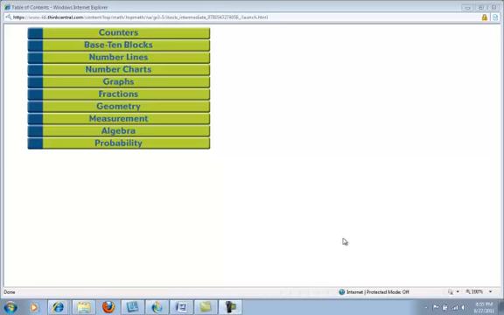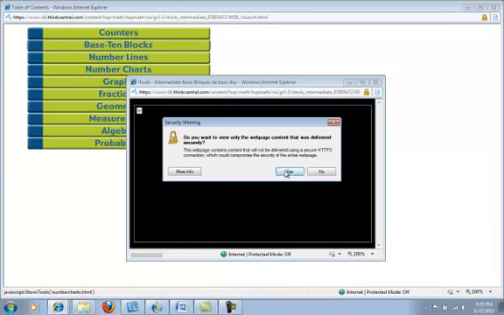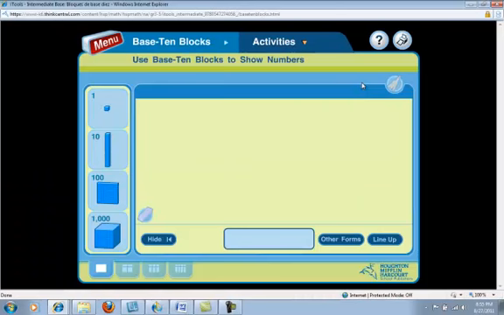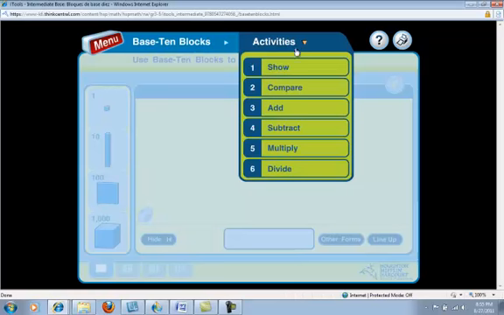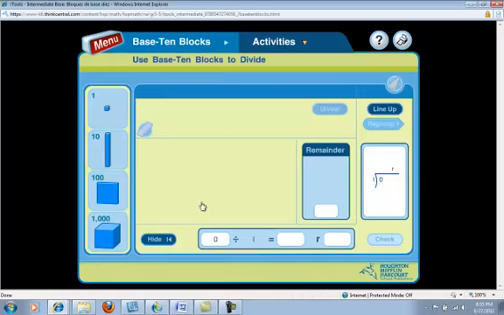For this investigation, you're going to use iTools to model division using base 10 blocks. So you're going to click on base 10 blocks, and then you'll get the base 10 blocks activity. Now you're going to come up here to activities, and you're going to need to click on divide. Now this will help you to model division using base 10 blocks.